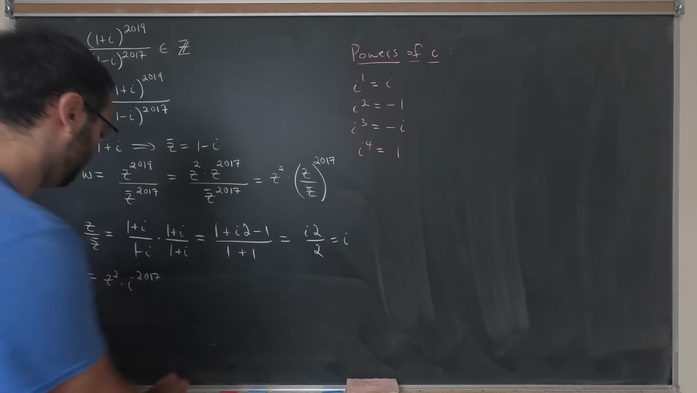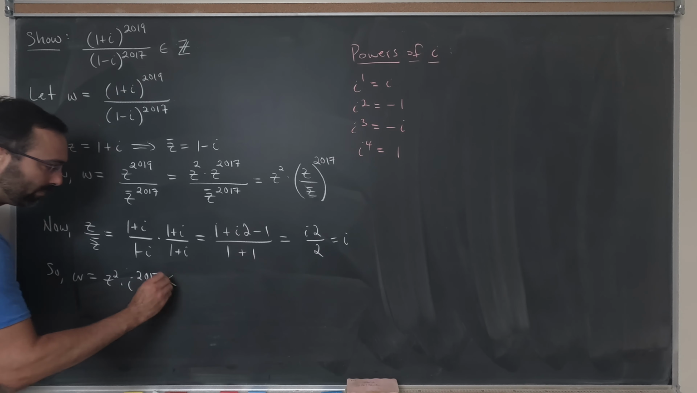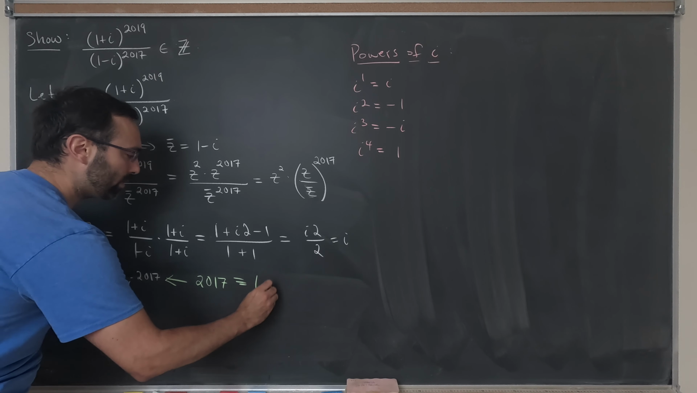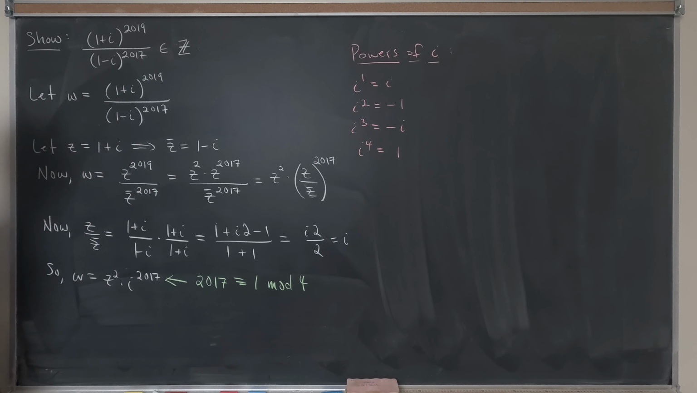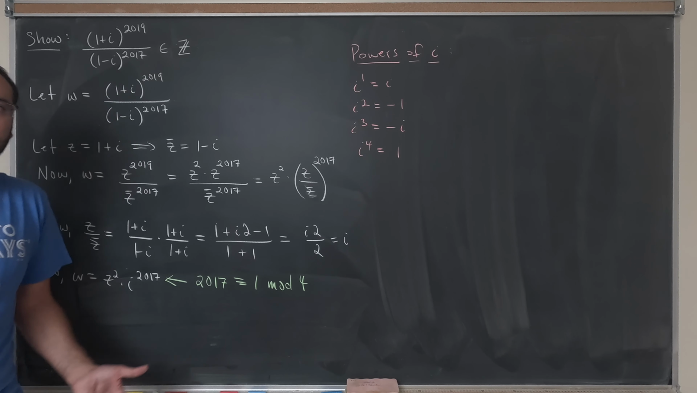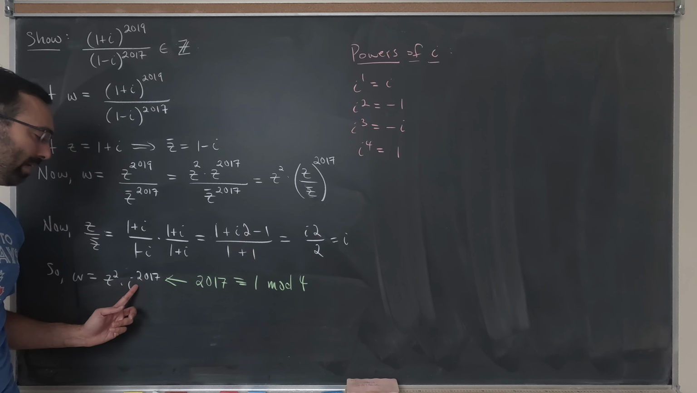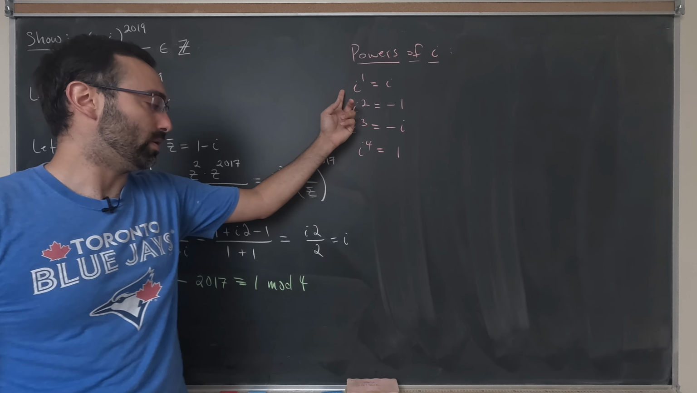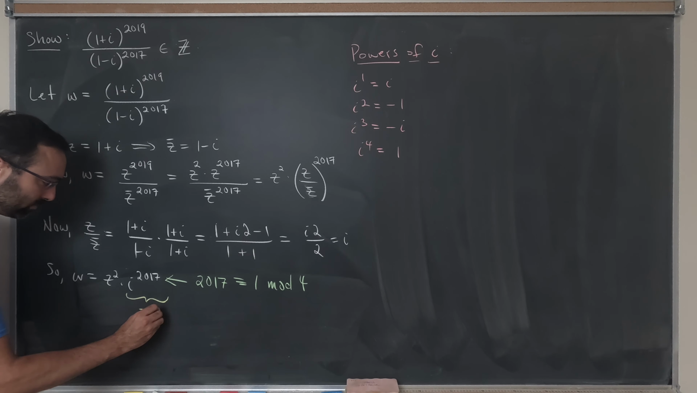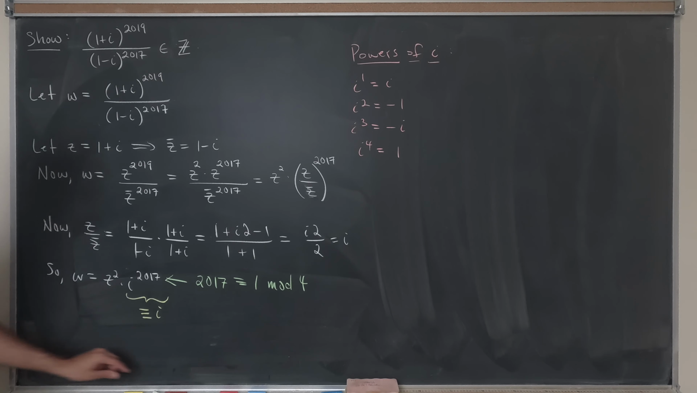Well, if we take 2017, that's equivalent to 1 mod 4. So dividing 2017 by 4 gives us a remainder of 1. Well, what does that tell us? It tells us that this power of i is essentially the same as i to the power of 1, or just i. So now our number w can be written as i z squared.